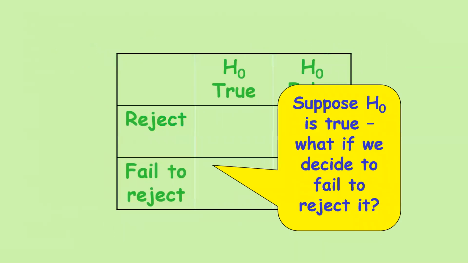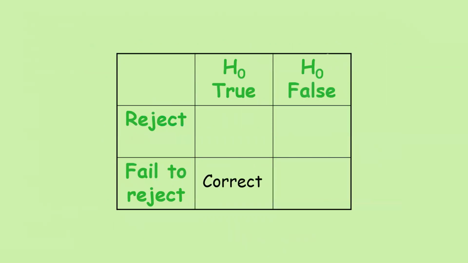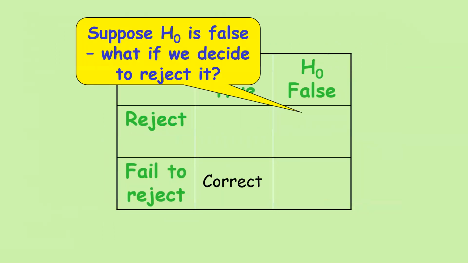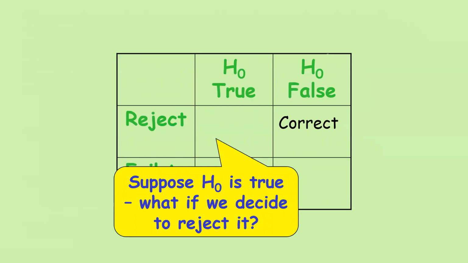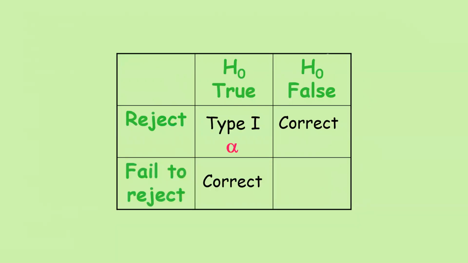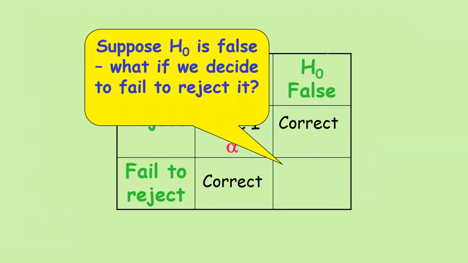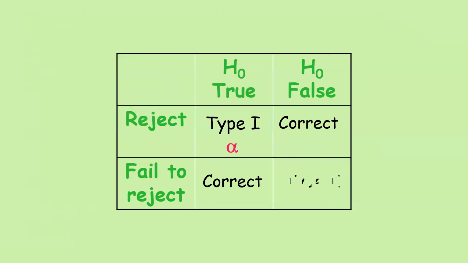So again, suppose our null is true. What if we decide to fail to reject it? If it's true and we fail to reject, again, that's a correct statement. If our null is false and we decide to reject, well, if it's false and we reject the null, then again, that's a correct statement. If our null is true, what if we decide to reject it? Well, that's a type 1 error, denoted by alpha. And if our null is false, what if we decide to fail to reject it? That would be a type 2 error.